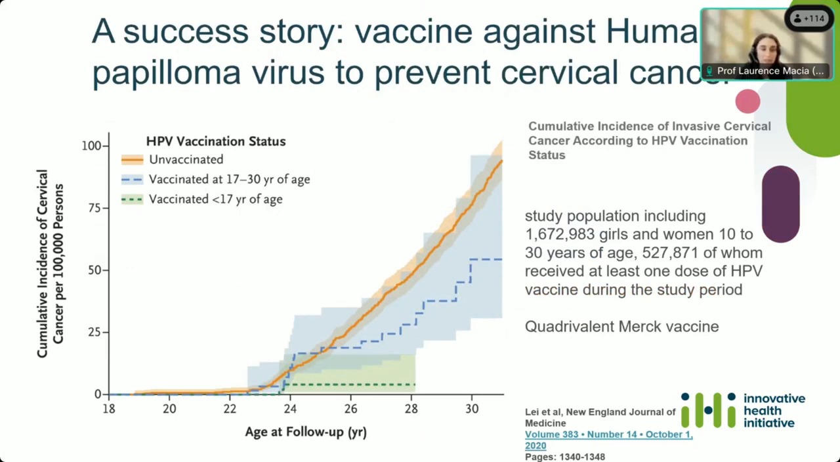Here is a success story, and that's why we think it's important to really go deeper into this project. As you can see in yellow, this is the incidence of cervical cancer in women who haven't been vaccinated. We can see in blue that if women have been vaccinated between the ages of 17 and 30, we can decrease by 30–40% the incidence of cervical cancer. But what's striking is that if the vaccination is below the age of 17, we have a real drop in the incidence of cervical cancer.